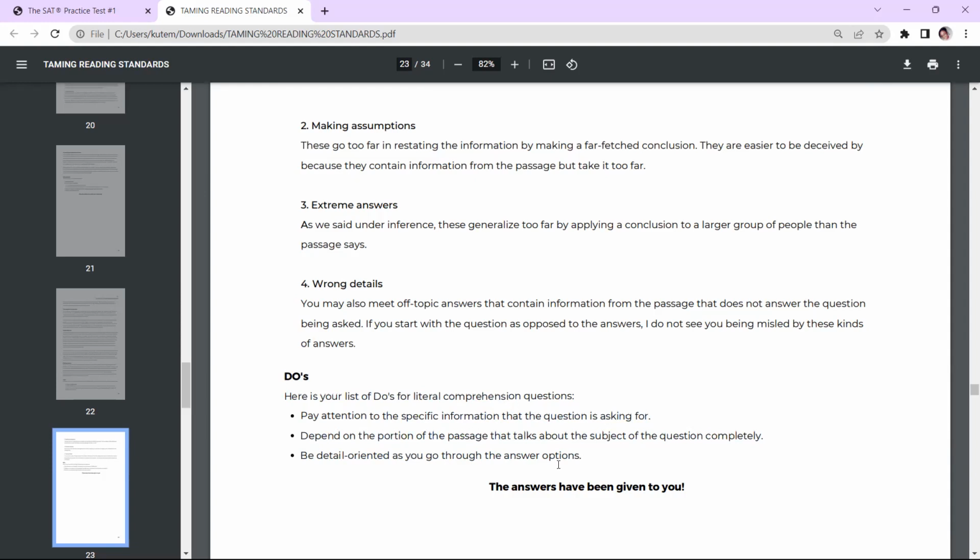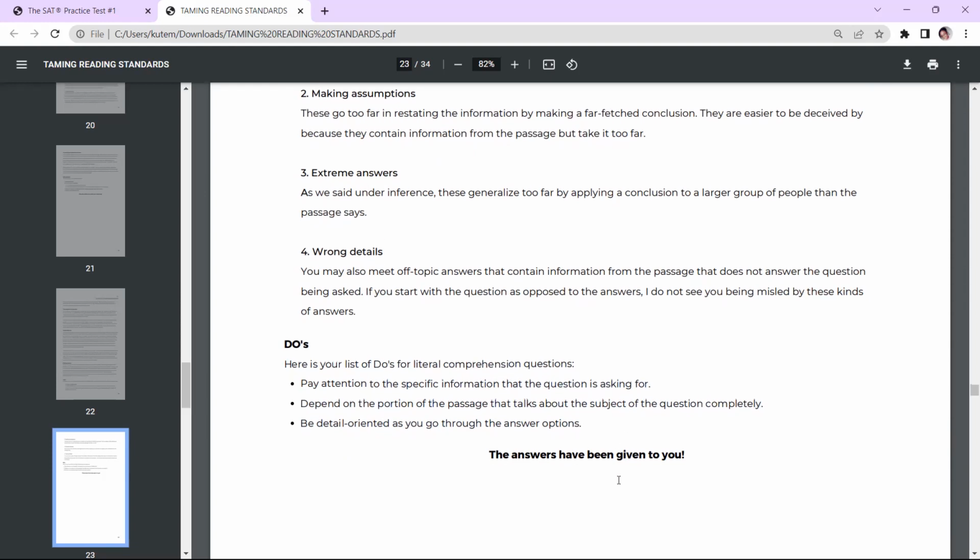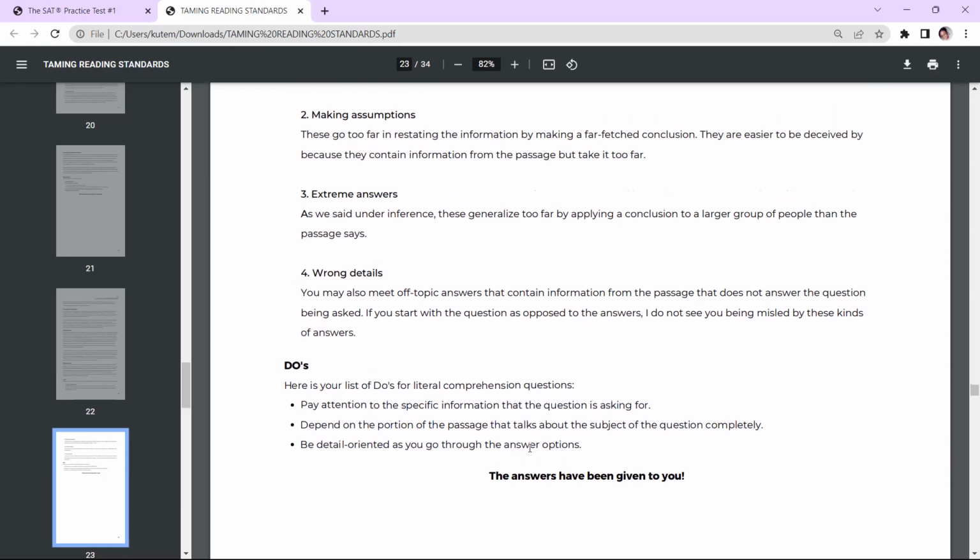And then lastly, be detail oriented as you go through the questions. I already said this, that even one wrong detail is enough to make an answer wrong. So you really need to be very specific as you pick your answer, because it has to be 100% correct. Okay. So that's about literal comprehension questions.